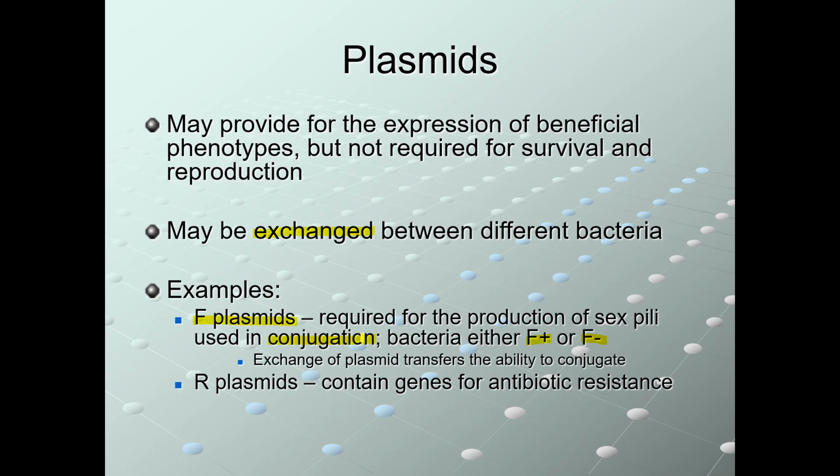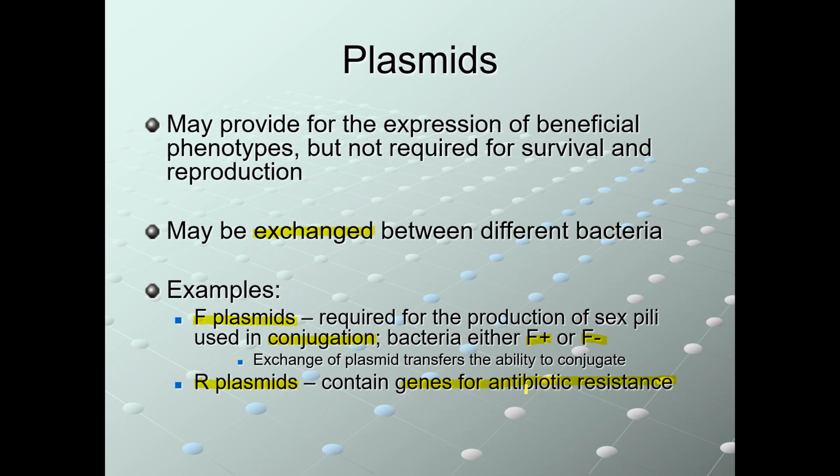Now, another one is an R plasmid, and this one's going to be important because we see these used a lot in DNA technology. And the R plasmid, the R stands for resistance, and they contain genes for antibiotic resistance. Now, I know that you may be thinking that antibiotic resistance is a bad thing. For us, in terms of our health, we do not want bacteria to be antibiotic resistant because that means we can't treat them. However, when it comes to DNA technology, this is one way that we can identify bacteria.